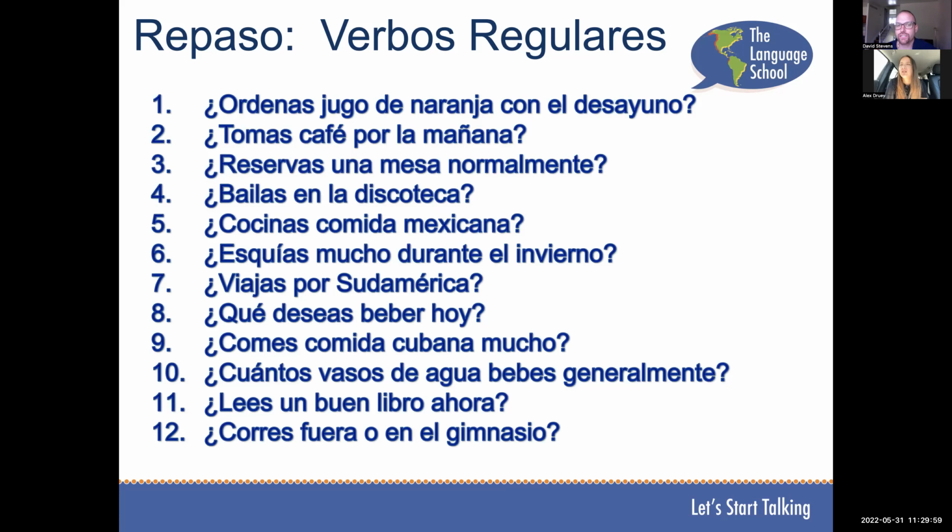¿Esquías mucho durante el invierno? ¿Qué significa invierno? Invierno, the winter. No esquío mucho durante el invierno. And esquiar is not pronounced with a U, it's an E. Esquío, no esquío. Okay.